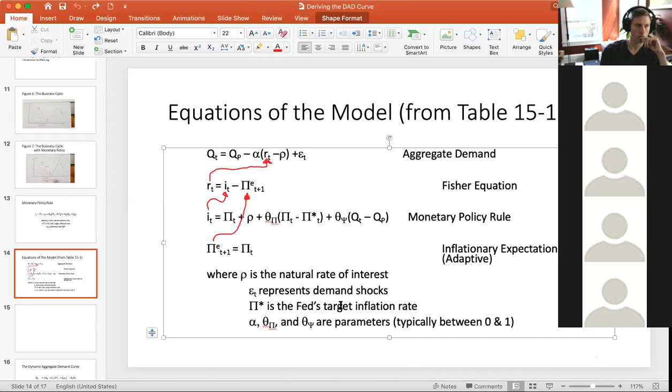so let's just remind ourselves what we've got here. We recognize rho as the natural rate of interest. Here's our expected inflation rate. ET is a demand shock other than a monetary shock, since monetary shocks would show up here. Okay, here's our monetary rule. So what we do is we start from the aggregate demand equation and we substitute out the real interest rate here by using the Fisher equation. So we plug the Fisher equation right into there. So instead of R, we have I minus pi E.